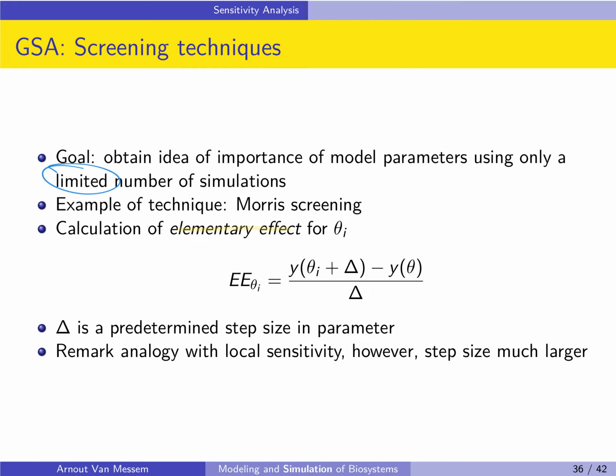For y evaluated in theta, we just take the values for theta 1 up to theta p. For y of theta i plus delta, we keep all those values the same, except for the value of theta i, where we add a perturbation, a predetermined step size, to this value. So y of theta uses theta 1 up to theta p. Y of theta i plus delta uses all the same parameters, theta 1 up to theta p, except for theta i, which we change. So the formula is quite analogous to a local sensitivity formula. However, the step size is a lot larger, so it is not really a local formula.